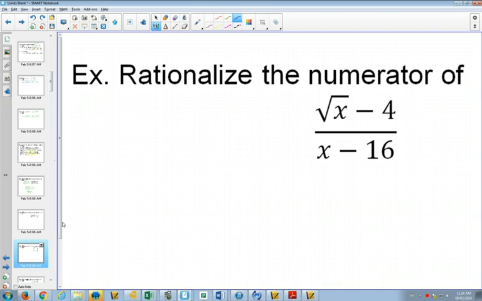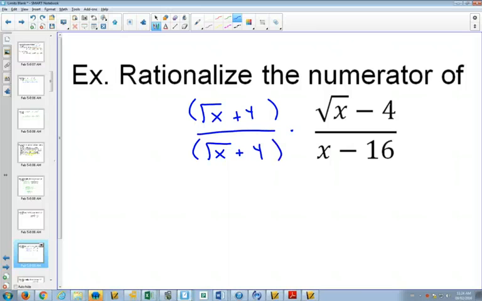Rationalizing the numerator is the same idea, except now you're looking at the numerator and saying, oh, there's a square root in my numerator. How would I get rid of that? I would multiply by the conjugate. So here it would be square root of x plus 4 on the top and square root of x plus 4 on the bottom. On the top, it'll make a difference of squares. So the shortcut is you square the first one, which will just be x. Square the last one will be 16. It'll just be x minus 16 in the end.